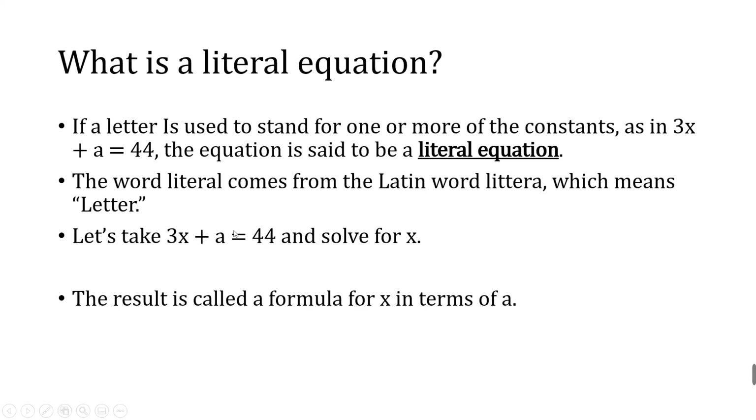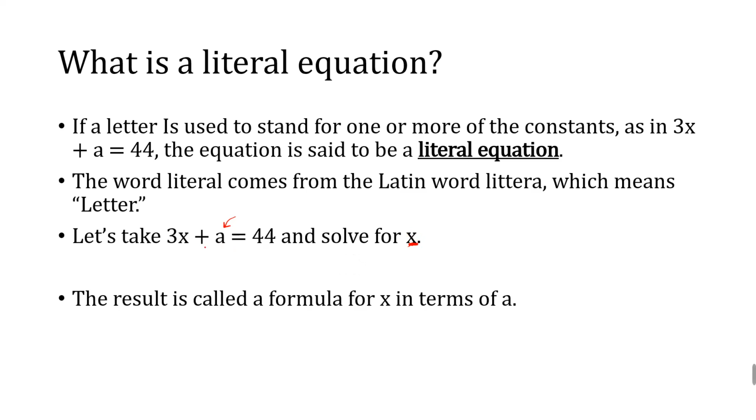So let's take this literal equation, 3x plus a equals 44, and solve for x. We want to get x by itself. What we're used to seeing is a being a number, but instead we have a letter. So we're still going to have to get a over from the left side to the right side in order to get x by itself. These questions are kind of tricky to begin with, because you have to make sure you're solving for the right variable or letter, since there is more than one in the equation.